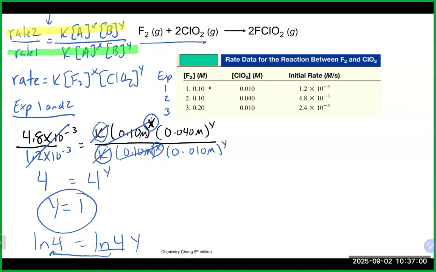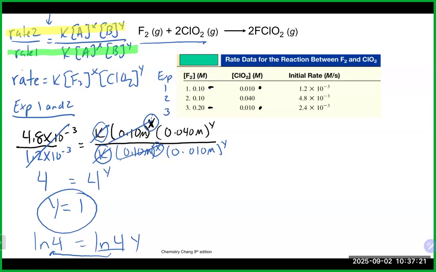We're going to do the same approach, which is I kept F2 constant the first time. Now I need to keep ClO2 constant again, just to give us one unknown. If you look at the table, I think you only have one option, which would be these two here. 1 and 3 are going to keep that constant while our F2 is varied.